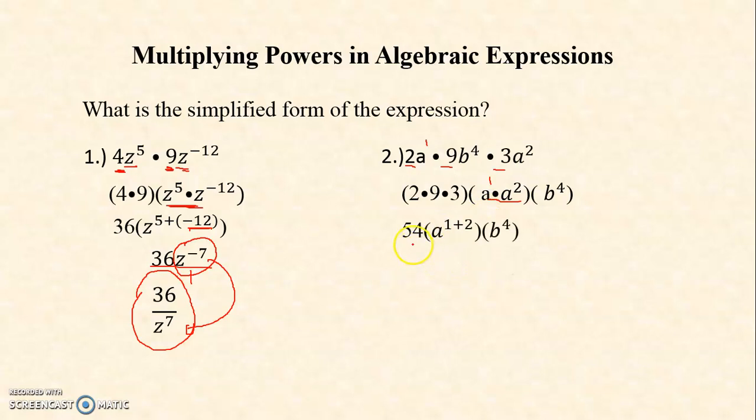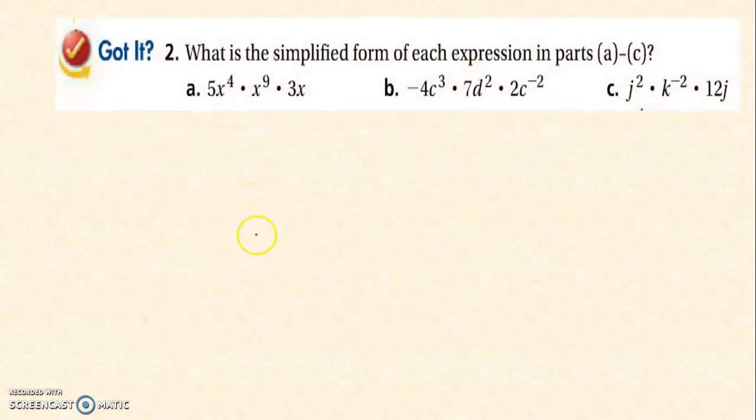Then now we have 2 times 9, that is 18, times 3, that is 54. Since they have the same base here, you're going to add the exponent, 1 plus 2. Then just copy b raised to 4. So you now have 54, a, 1 plus 2, that is 3, and then b raised to 4. So that is now the final answer. To discuss this better, let us try to answer some examples.